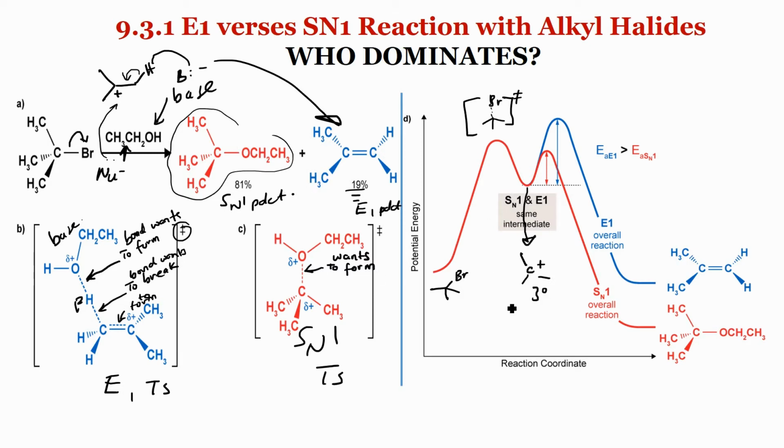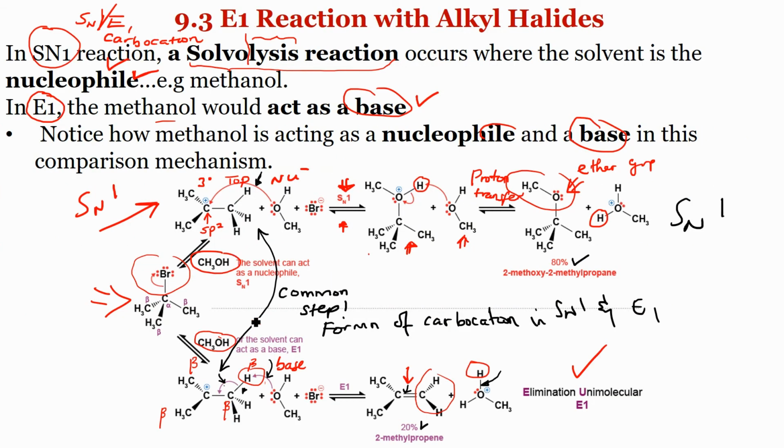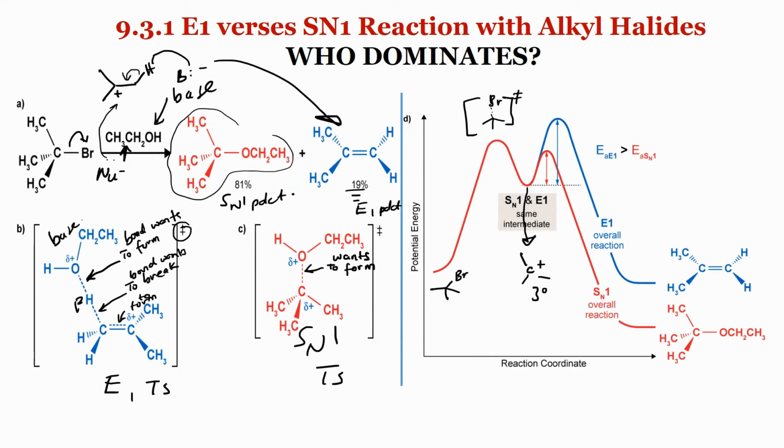For both of them, you get a common carbocation, like we saw here. The carbocation formation is a common step in SN1 and E1. So they have the same carbocation. The difference is what happens after this. With SN1, there's only one bond change. So the second step will give you a transition state which will have lower energy than the transition state for E1, because the transition state of E1 has so many bond changes before the product is formed.